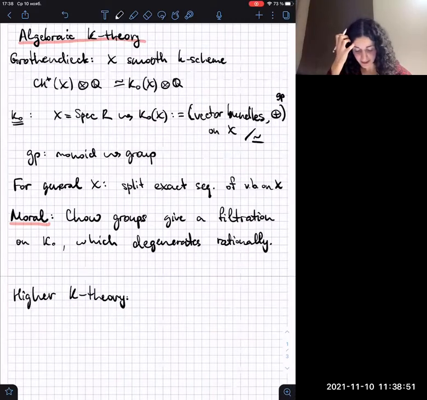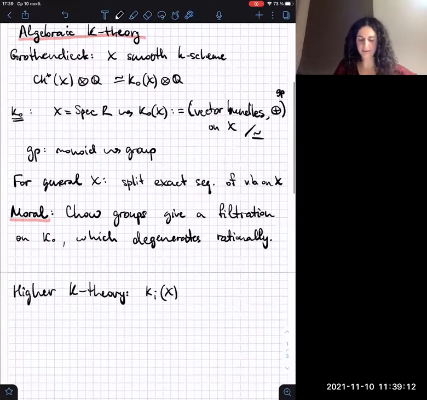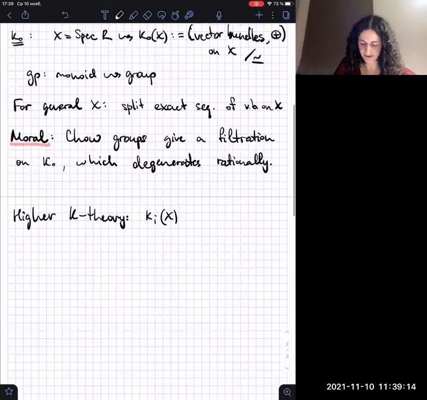Higher algebraic K-theory is a way to associate more invariants to schemes. So we have K groups K_i of X for i, say, non-negative integers, and they are defined in a less explicit way, like the higher ones except K_0 and K_1.